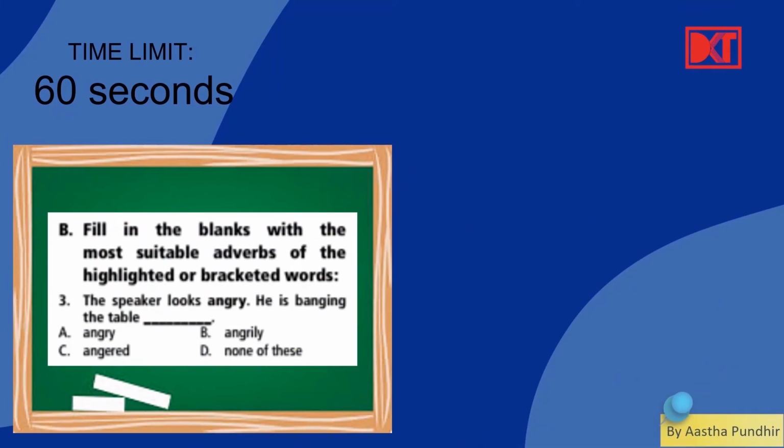Okay, here we have fill in the blanks with the most suitable adverbs of the highlighted or bracketed words. Okay, the speaker looks angry. The highlighted word is angry. He is banging the table, dash. Angry, angrily, angered, none of these. We have to form a suitable adverb of the highlighted word. So the answer is the speaker looks angry. He is banging the table angrily. Angrily, the adverb of manner, answering the question of how.